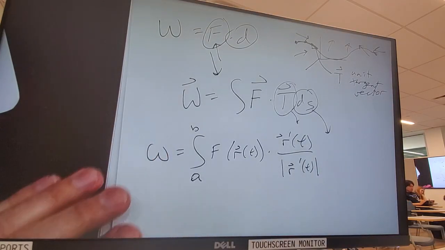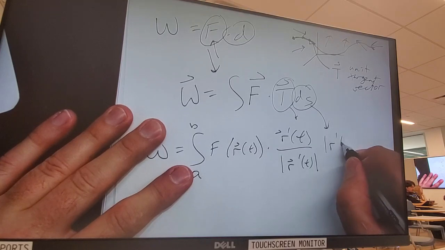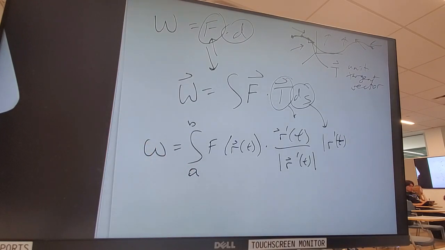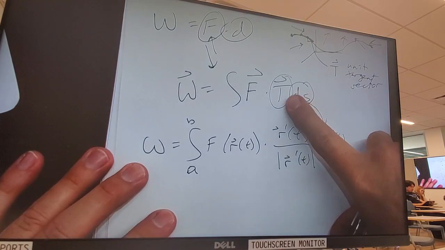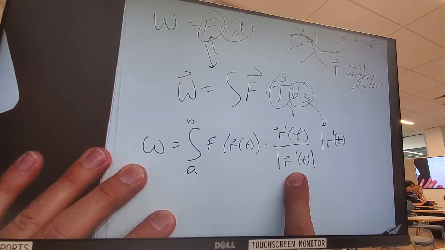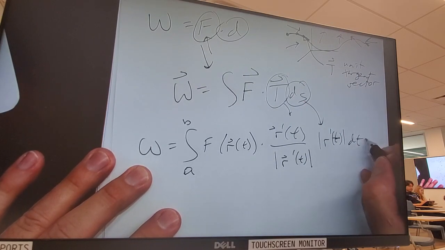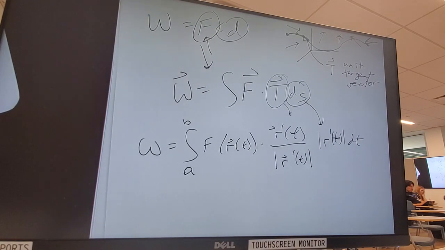I did say this, let's see if you guys remember. ds was the square root of x prime squared plus y prime squared, and that's just the length of r prime. T is r prime divided by its length to make it a unit vector. ds is the length of r prime of t, dt. That's where we get the square root of x prime squared plus y prime squared plus z prime squared, all of it, yes?